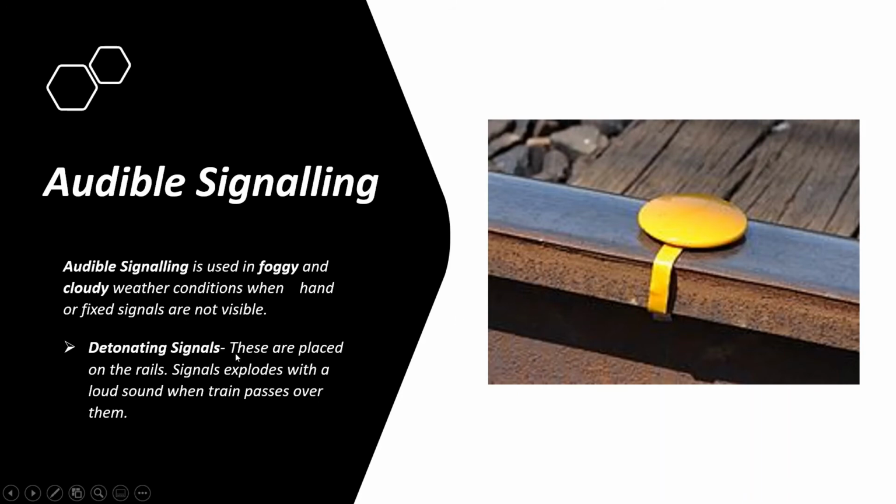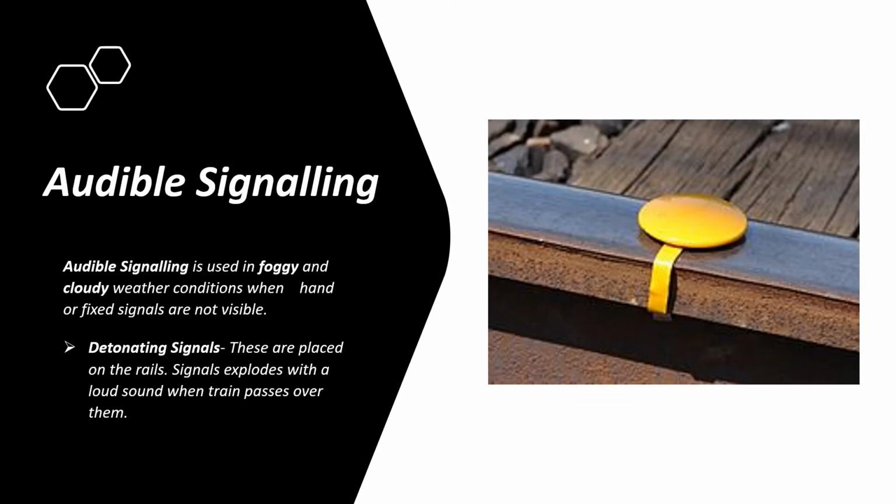That is the detonating signal. These are placed on the rails. The signal explodes with a loud sound when a train passes over them. That is a detonator, a sound generating device that is placed onto the rail. It sounds very loud when a train passes over it. So by that, the driver could understand whether there is a train in that block or it is free.